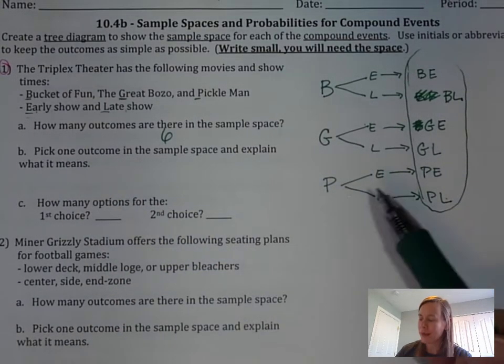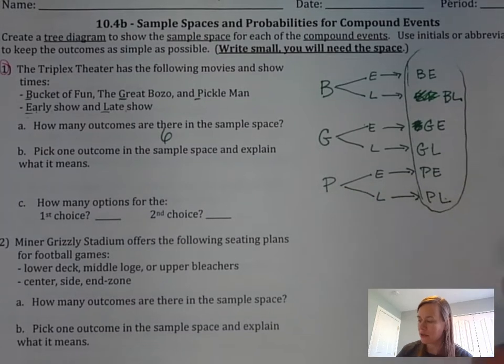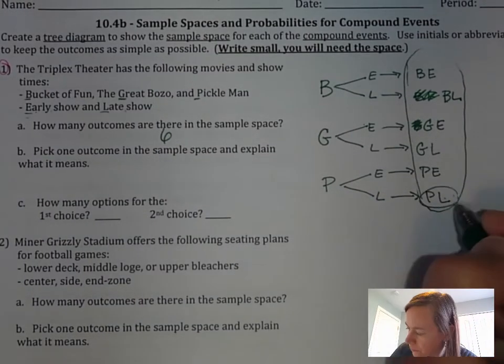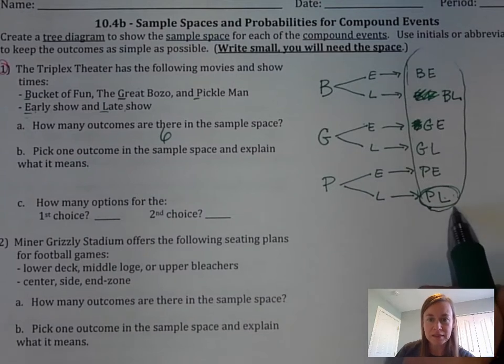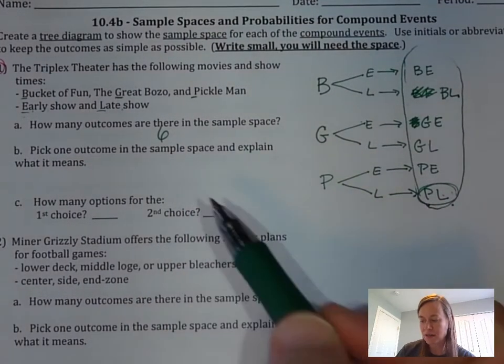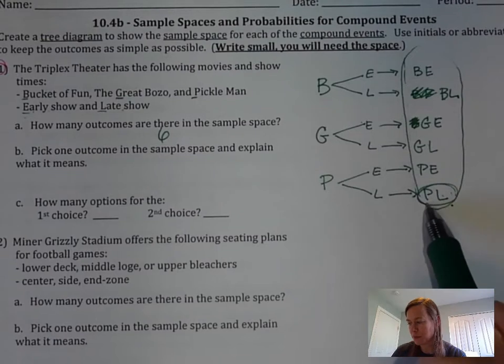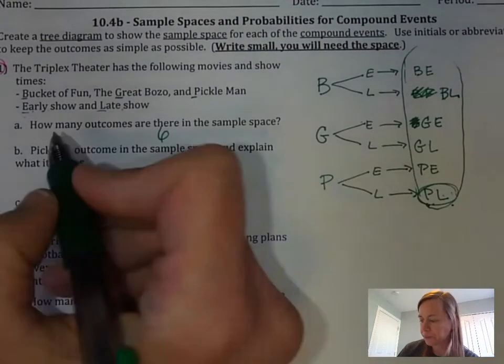Okay, I'm going for Pickle Man. Let's do Pickle Man late show. So PL here means we're going to see Pickle Man and we're going to the late show. That's what I would write here. I'm not going to take your time writing that, but that means Pickle Man late show.